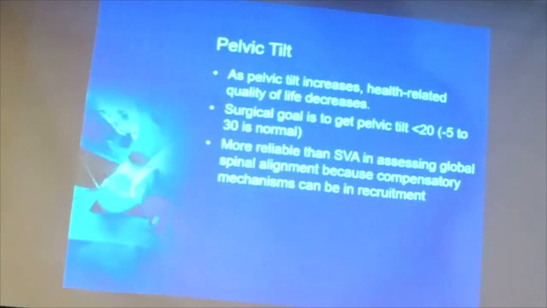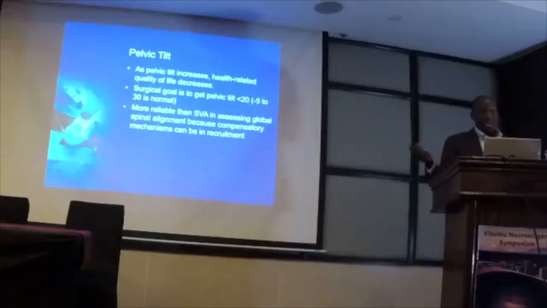With age, the joints become more arthritic, you have decreased range of motion, you have limited ability to augment your pelvic tilt. And as your pelvic tilt increases, your health-related quality of life decreases. So pelvic tilt is inversely related to your quality of life. If your pelvic tilt is going up, your quality of life is going down. That's why I said, to me, this is probably the most important of these parameters. Usually you want to get this less than 20, but the numbers that you see in the books are usually -5 to 30. And like I said, to me, this is more reliable than SVA.